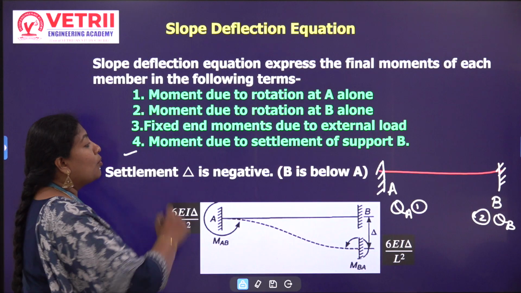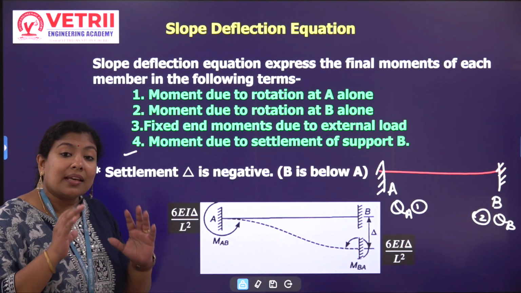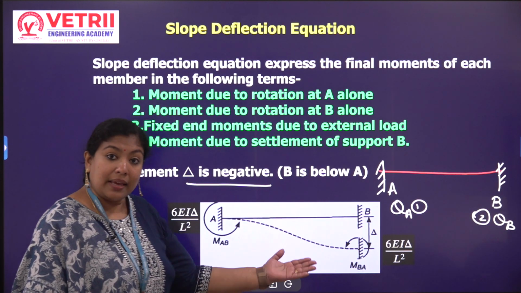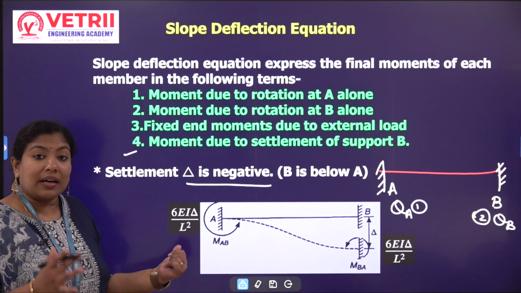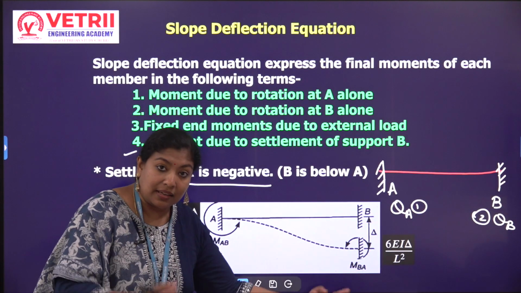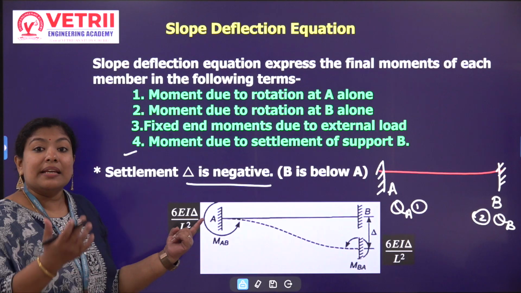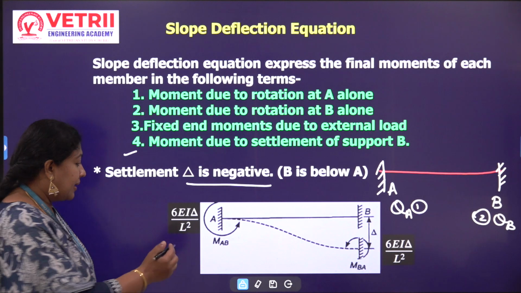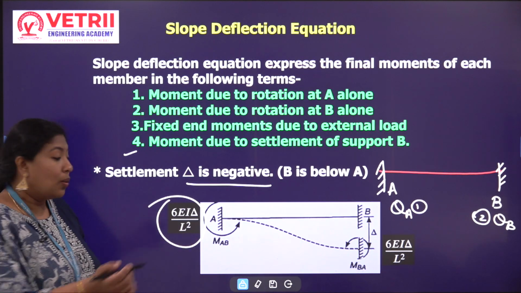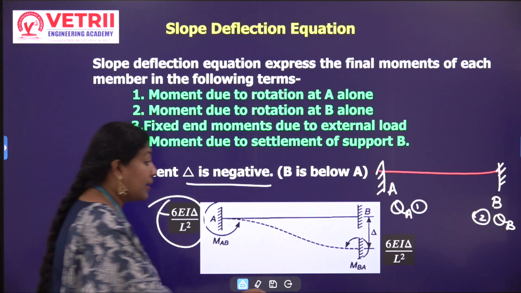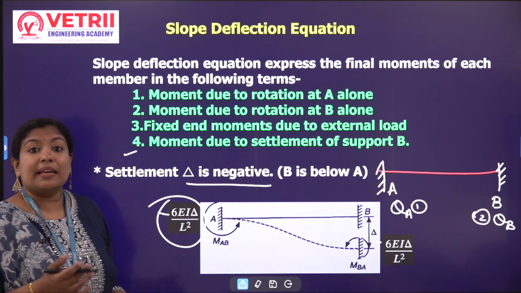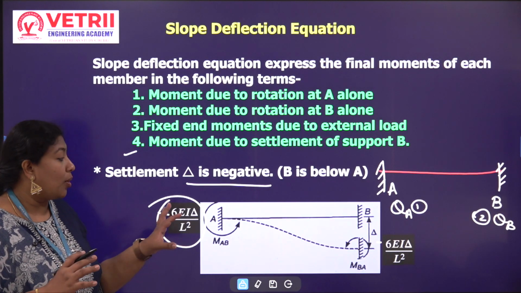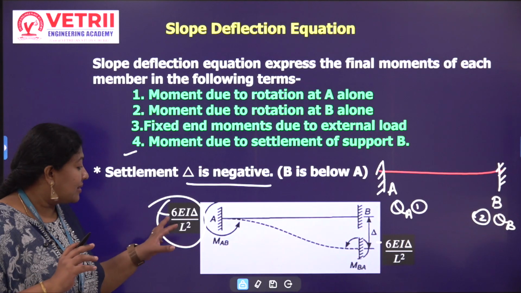Okay, and the last one is moment due to the settlement of B alone. You are taking the case that B is below A. So in this equation formation for AB, you are considering that the right end is sinking, so you have to take it as negative sign convention. What is the last term due to the sinking? It is 6EI delta by L square, which is negative. Why are you considering negative? Because the sign convention is negative, the right end is sinking. So the question can ask the moment due to sinking of support alone, that term alone. So that is 6EI delta by L square.